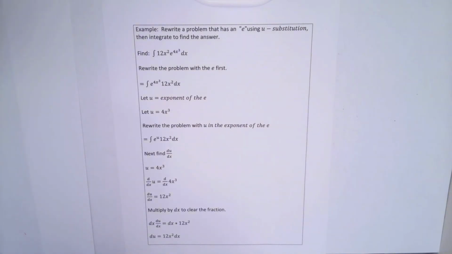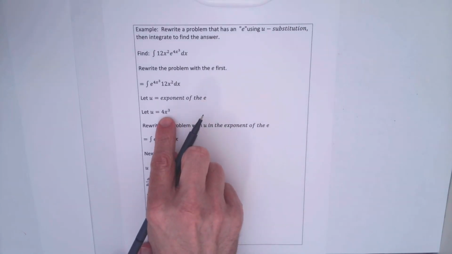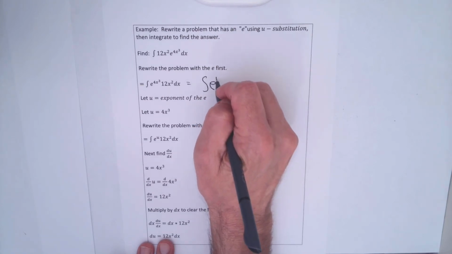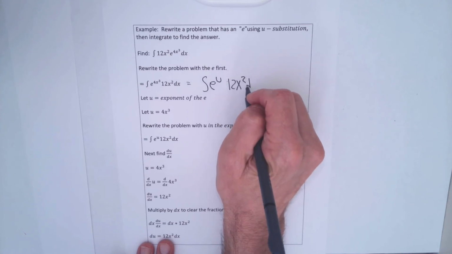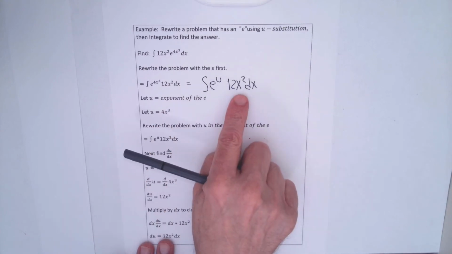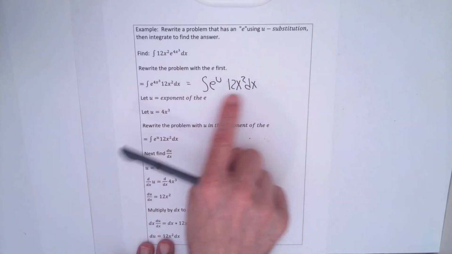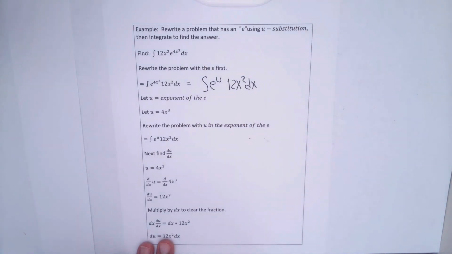Parentheses with exponents, the u is always the inside of the parentheses with the exponents. E problems, u was always the exponent of the e. So I'm going to let u be the exponent of the e, and I'm going to rewrite this problem as e to the u, and then I have this ugly 12x squared dx that I need to manipulate the derivative of the u so I can substitute. So this is the only hard part, taking the u, finding its derivative, making its derivative match with what's there so that you can get rid of the x's. So that's the next step.